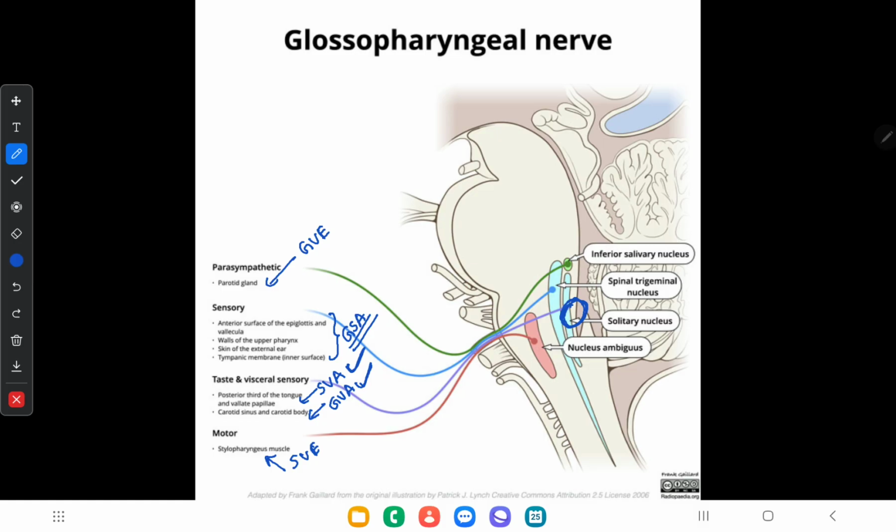Then you have general somatic afferent fibers. These fibers bring pain and temperature sensations from posterior one-third of the tongue, tonsils, auditory tube, and middle ear to the sensory nucleus of trigeminal nerve here. So those are the functional components. There are 5 types of functional components related to this glossopharyngeal nerve. Hope you have understood well.